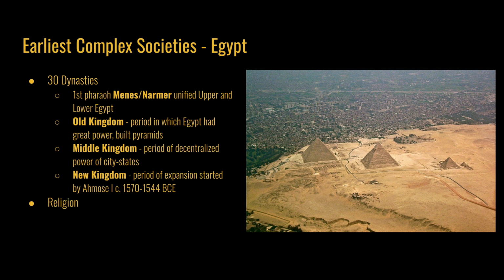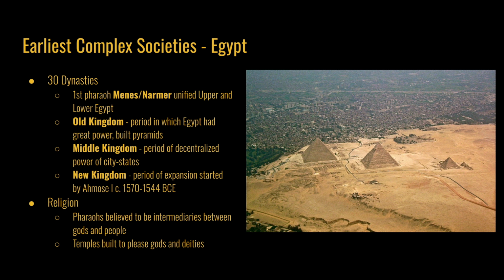The pharaohs were believed to be intermediaries between the gods and the people, responsible for keeping the favor of the gods, which is why Egyptians built temples to please them and their deities. Egypt's contributions to mathematics, medicine, and engineering were also notable, influencing future civilizations.